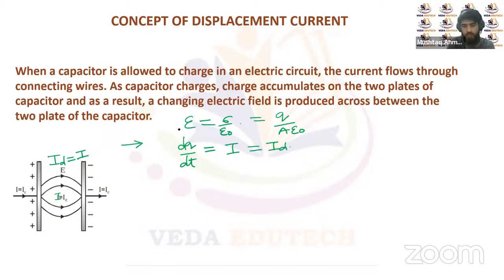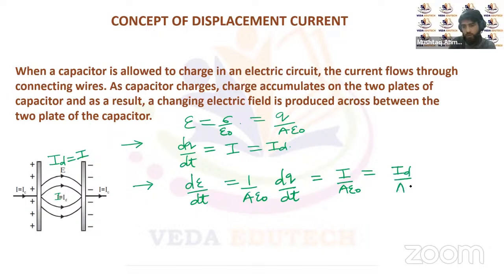Now, this electric field is varying because the charge density is varying. So if we take the time derivative of this electric field, dE over dt, we will get 1 upon A epsilon naught times dq over dt. And this dq over dt is I, so it equals I upon A epsilon naught. This I is equal to ID, the displacement current. So ID upon A epsilon naught, or the displacement current in this region is A epsilon naught dE by dt. This is what we call displacement current.